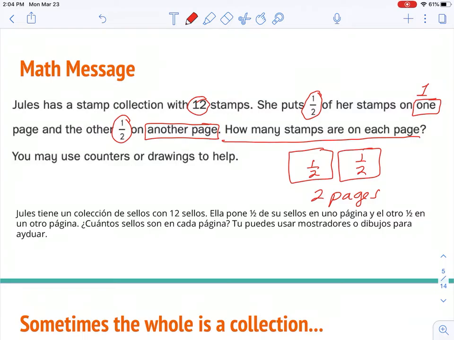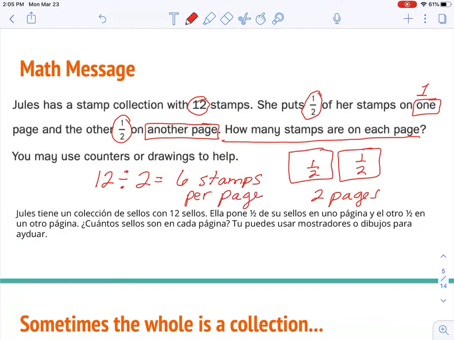Okay, so I have 12 stamps. I put half of them on one page, half on the other page. How many stamps are on each page? Well, I know there's going to be an even number per page because it's half and half. So I just need to think of what's half of 12. And when I find half of something, I just divide it by 2. So half of 12 is 6. So there are 6 stamps per page.